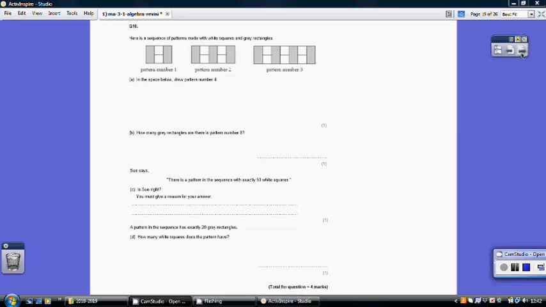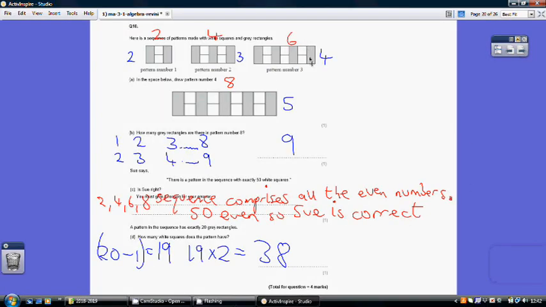Question 10. So part A, draw pattern number 4. Well, pattern number 4 is going to look like this. We're going to have 1, 2, 3, 4, 5 grey bars, and then the 4 white bits in between.